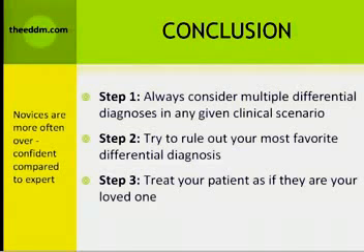Rule number 2 is try to rule out your most favorite differential diagnosis. If you try to rule out your most favorite differential diagnosis, you will be wrong less frequently. And as I said on almost every single slide, you can never be 100% certain. There will always be some level of uncertainty, and the patient you are treating is someone's mother or father or spouse. To err is human doesn't work to console them. What will you do if it is your loved one? Treat your patient as if they are your loved one.